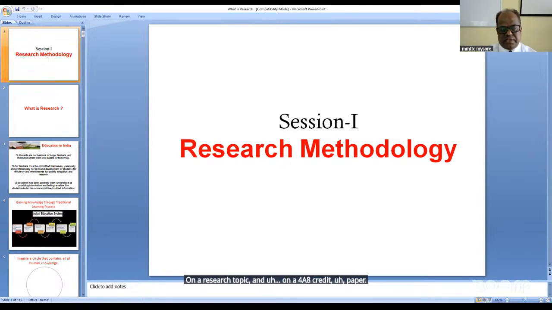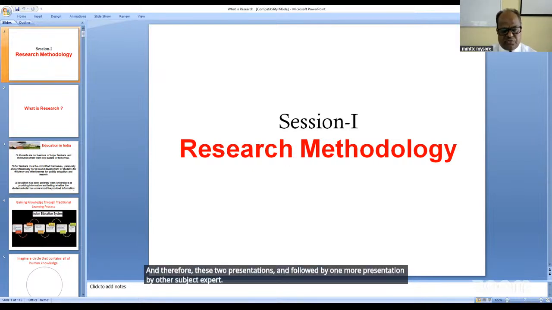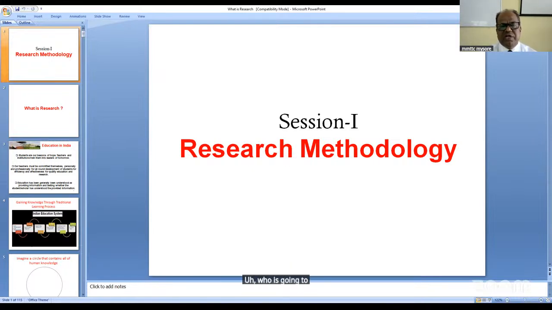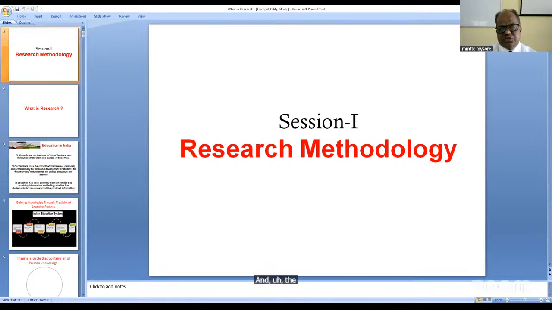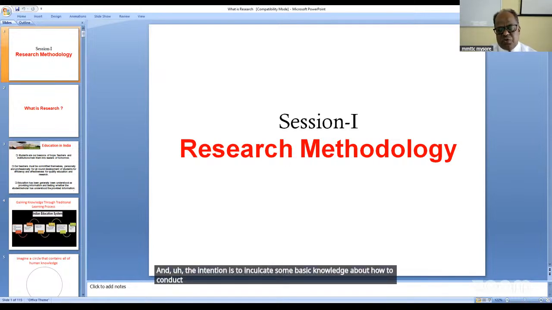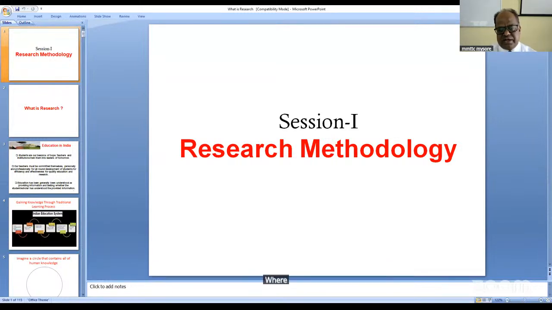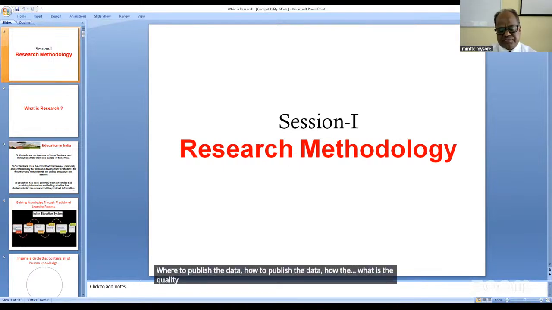paper, and therefore these two presentations, followed by one more presentation by another subject expert who is going to evaluate your project proposal, and there will be marks for that. The intention is to inculcate some basic knowledge about what research is, how to conduct research, what the significance of research is, why we should do research, when we do research, where to publish the data, how to publish the data, what a quality publication is.